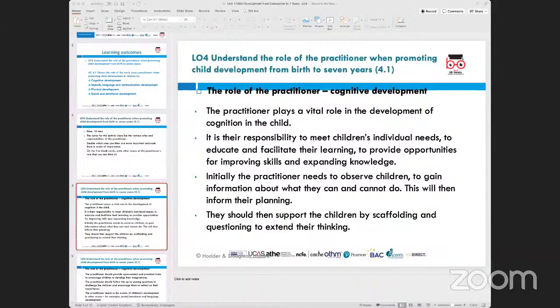Now, the first part that we will look at, primarily, will be the role of the practitioner in the cognitive development of the child. So when we talk about cognitive development, we think of skills which are predominantly required or necessary for the purposes of language, vocabulary, numeracy, reading. And when we do talk about these skills, the role of practitioners in the early years becomes very vital.